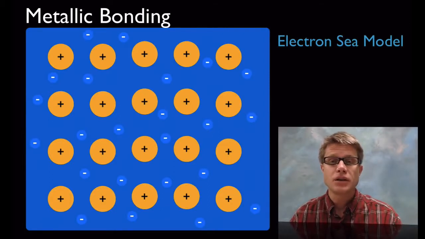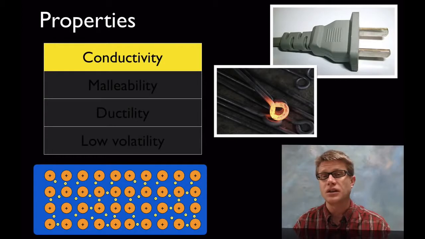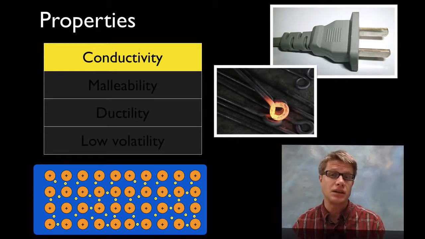And remember, these are going to be transition metals. So these are going to be atoms that have a lot of unpaired electrons in their d orbital, and as a result, these electrons have a freedom to move. And as a result, we have all of these properties that come from metals. So number one, they're very good at conductivity. So that means conducting electricity and also conducting heat.